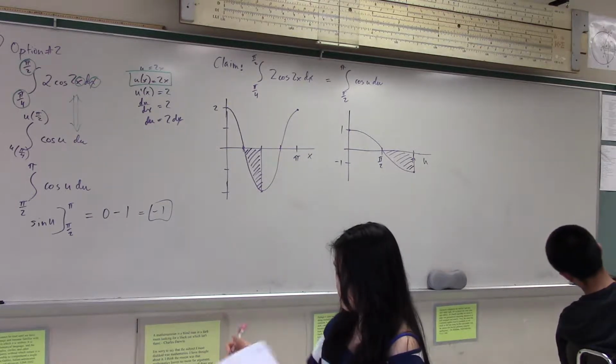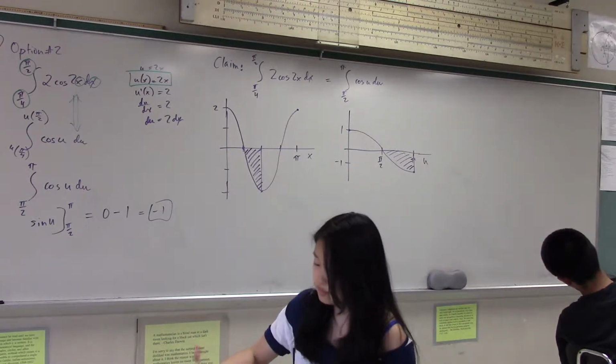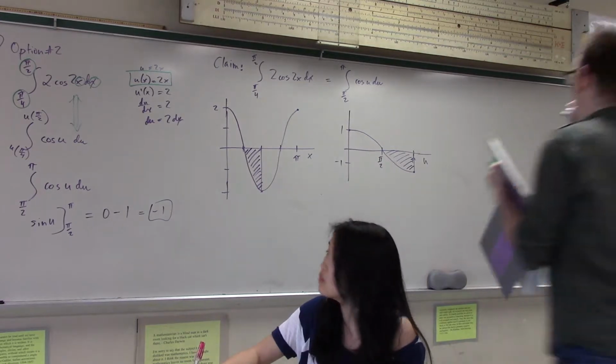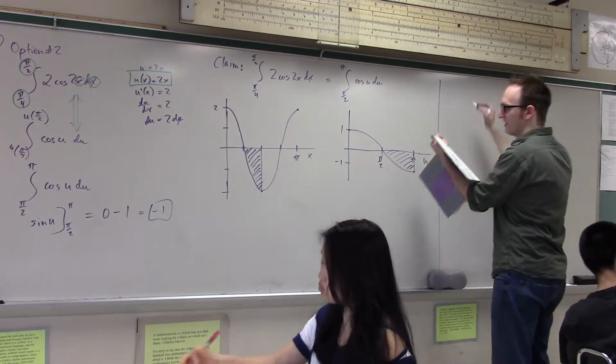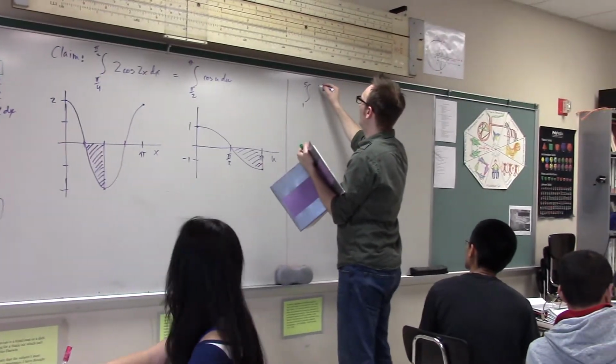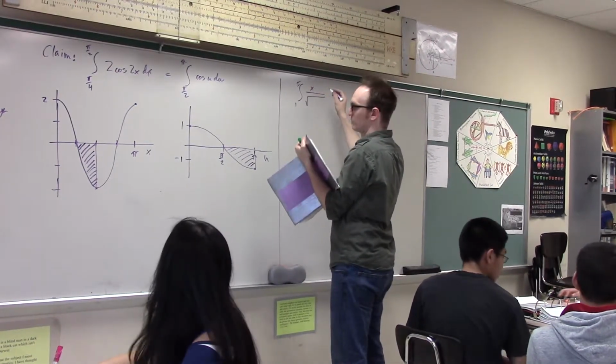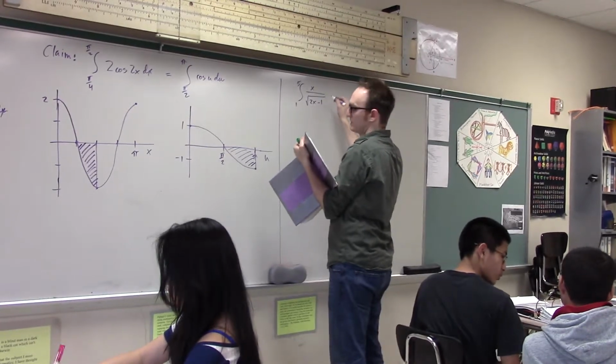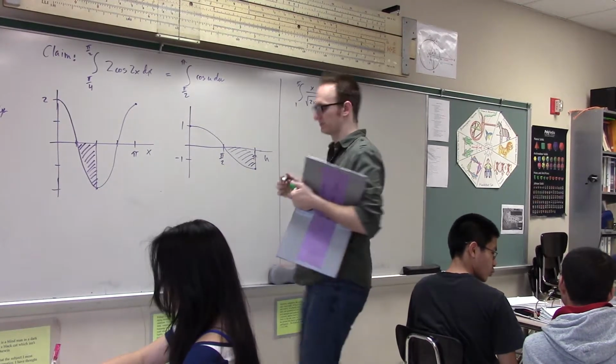Let's do a problem. Okay. So let's do a problem. The integral from 1 to 5 of x over root 2x minus 1 dx.